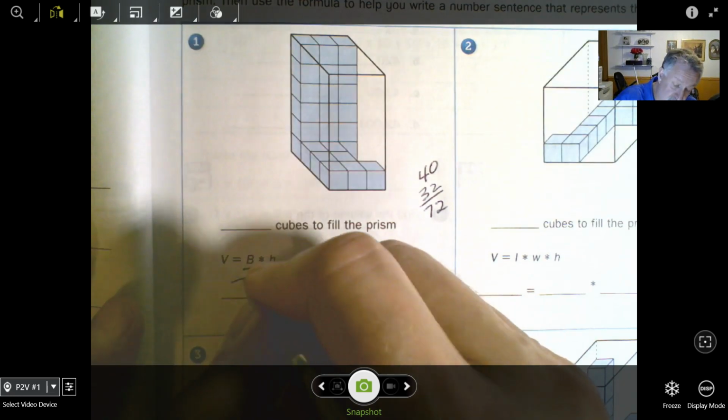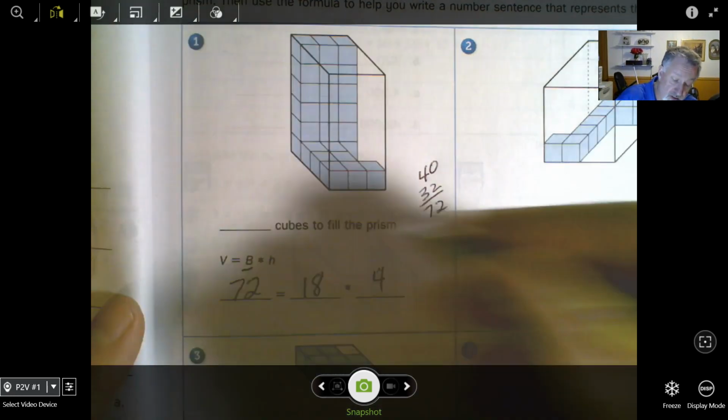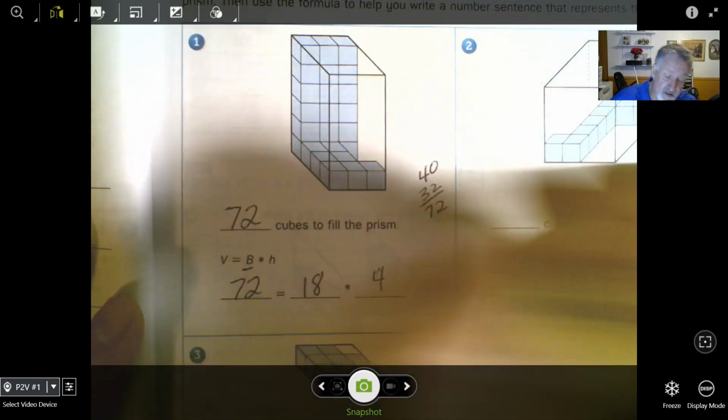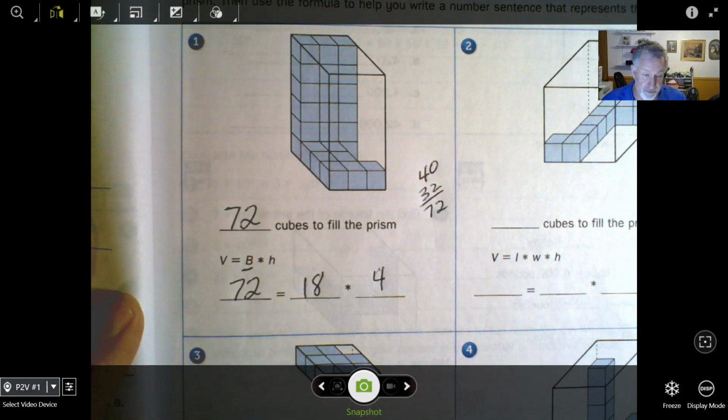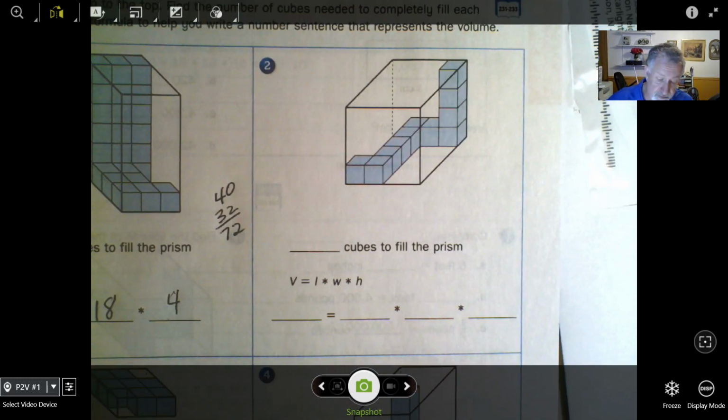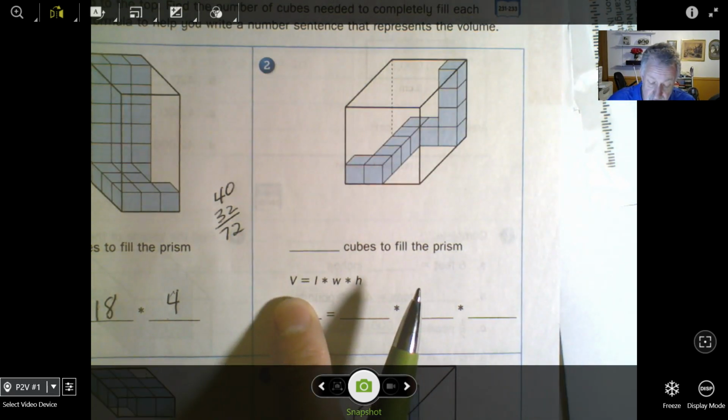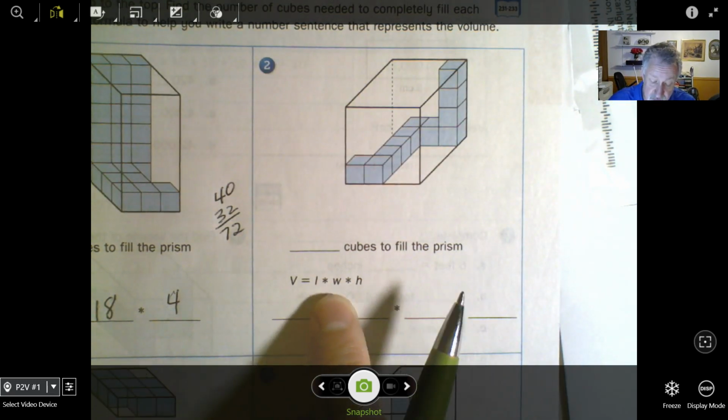So my answer for my volume is 72. It takes 72 cubes to fill the prism. Number 2. Okay, so in this case it says my formula is volume equals length times width times height.